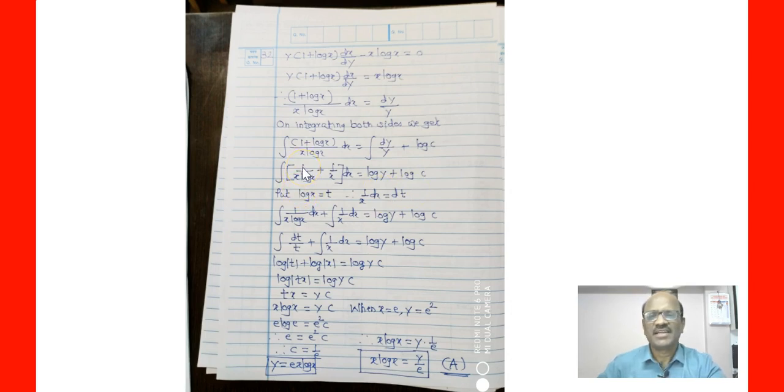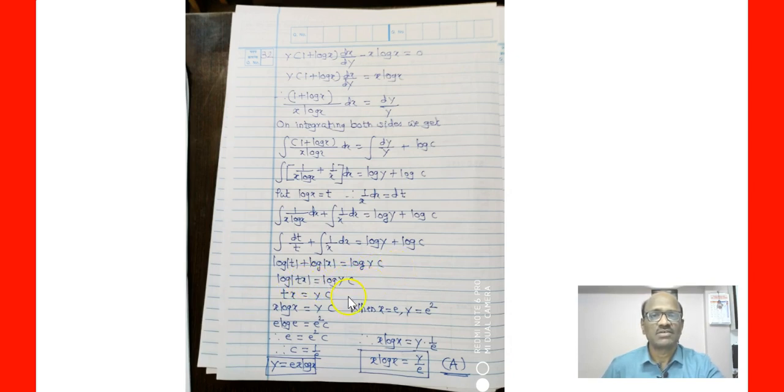Now integrate this: 1 upon x into log of x. Put log of x equal to t. Then its differentiation is 1 upon x into dx equal to dt. That is 1 upon t into dt, and the answer is log of t. Therefore, this is the log of t, log of x, and the log of y plus log of c. As there is addition, by using the property of the log, the log of t into x is equal to log of yc.